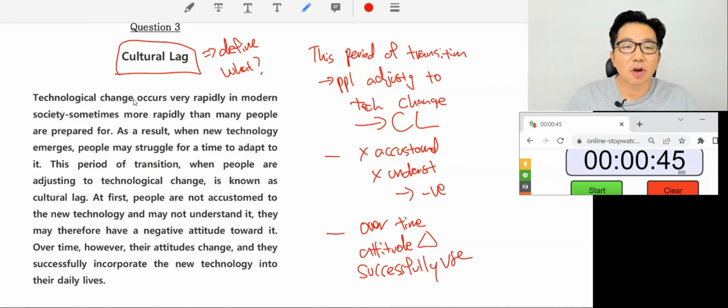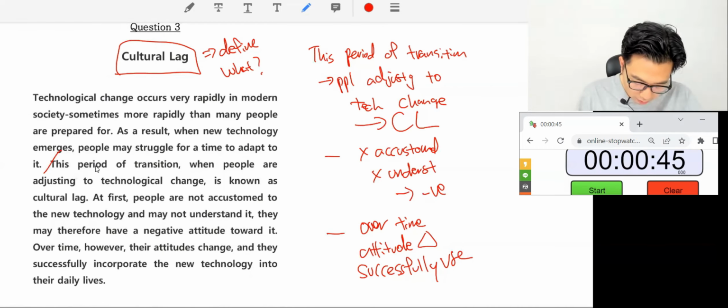Technological change occurs very rapidly in modern society, sometimes more rapidly than many people are prepared for. So technology change occurs really quickly, whether people are ready or not. So what is cultural lag? Next sentence. As a result, when new technology emerges, okay, technological change happens, people may struggle for a time to adapt to it. Okay, what is cultural lag? So I haven't got it so far.